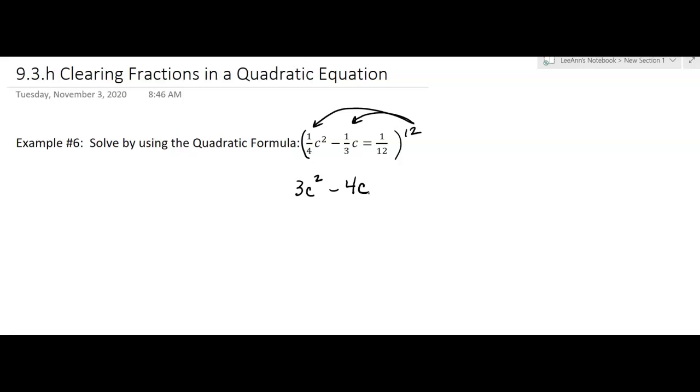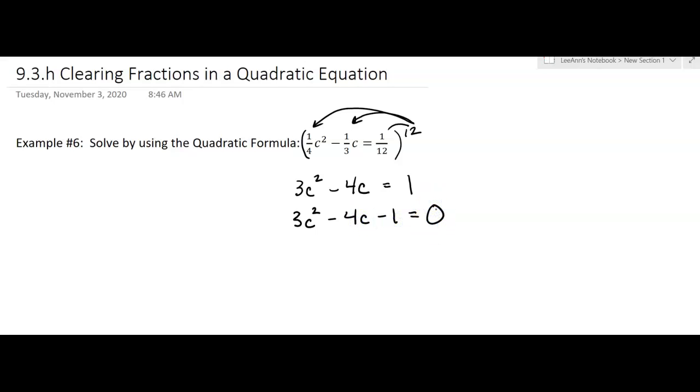Think about how many times that denominator is going into 12, and then you're going to have 1 over 12 times 12, which is just going to be 1. Now, it's still not quite in standard form because it's not set to 0, but we can subtract the 1. So 3c squared minus 4c minus 1 equals 0.